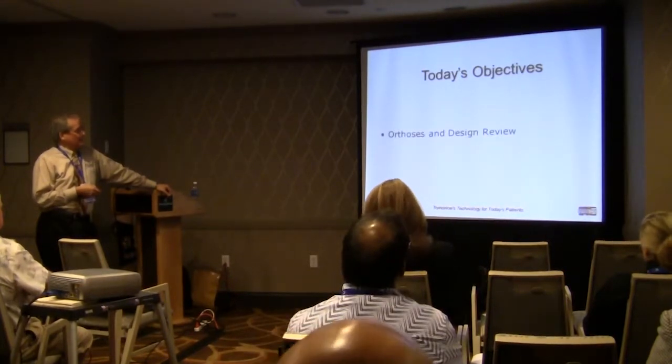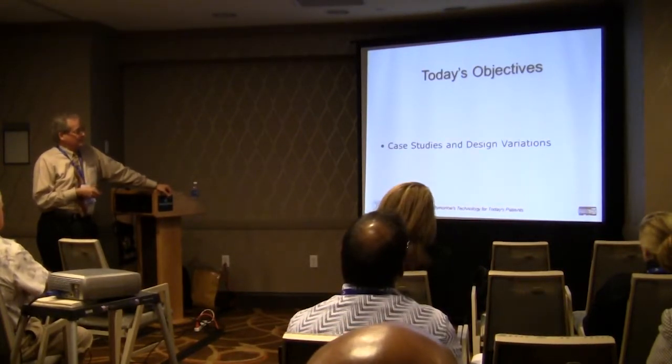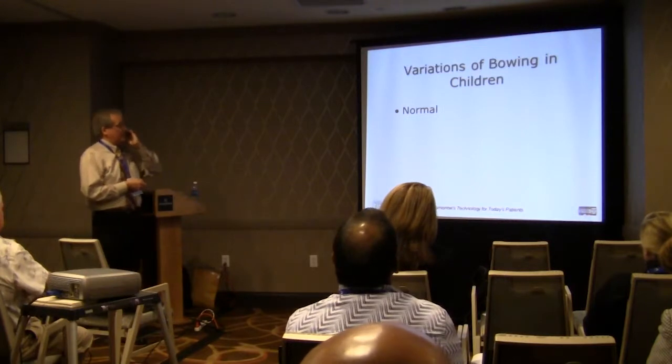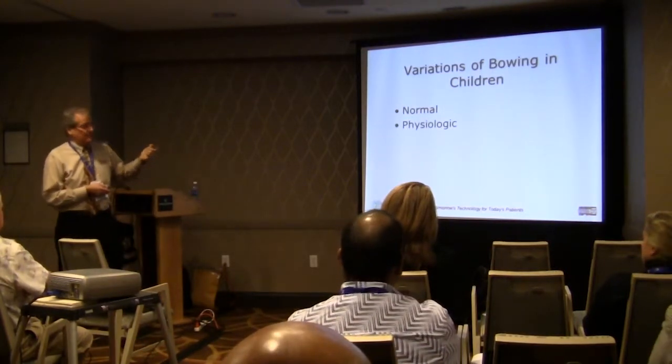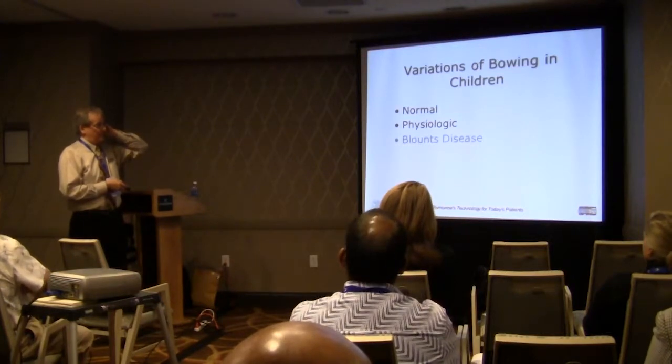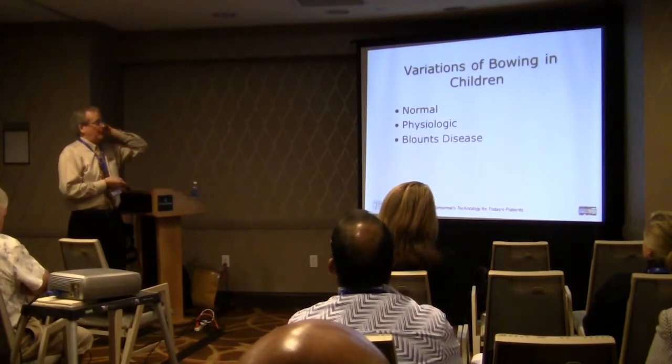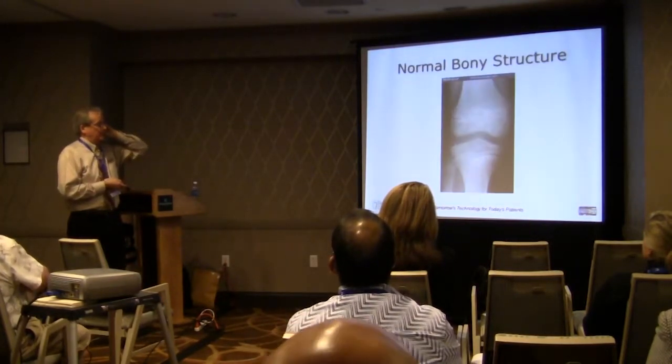Evaluation and management, orthoses and design review, case studies and design variations, and then summarize it. I'm going to look at normal alignment because I think it's important. We all appreciate that. Physiological bowing, Blount's disease, and rickets specifically today.